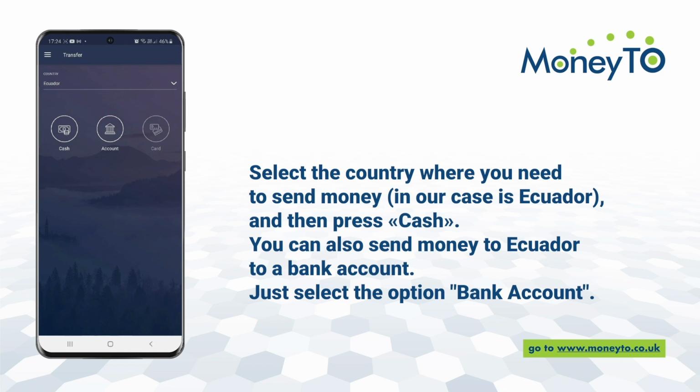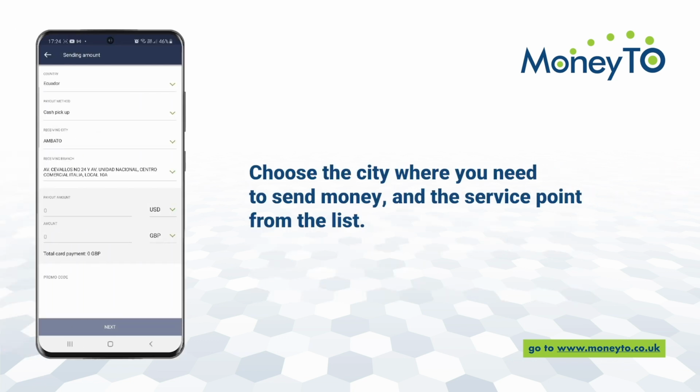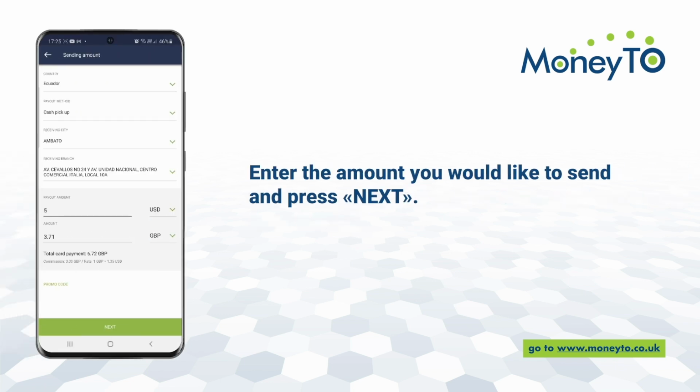Select the country where you need to send money, in our case is Ecuador, and then press Cash. You can also send money to Ecuador to a bank account. Just select the option Bank Account. Choose the city where you need to send money, and the service point from the list. Enter the amount you would like to send and press Next.